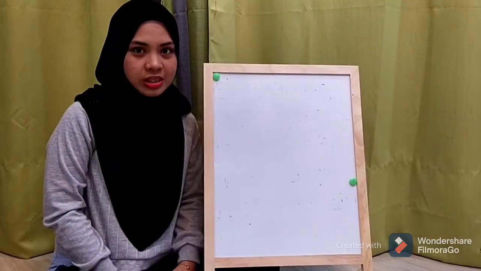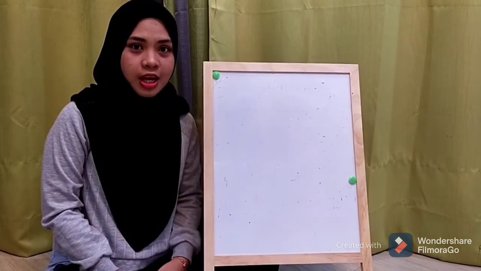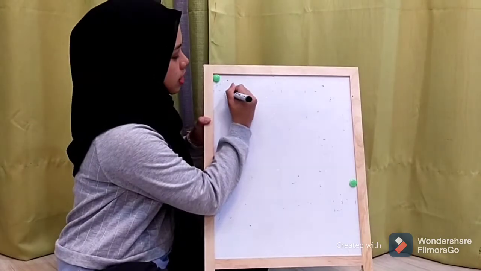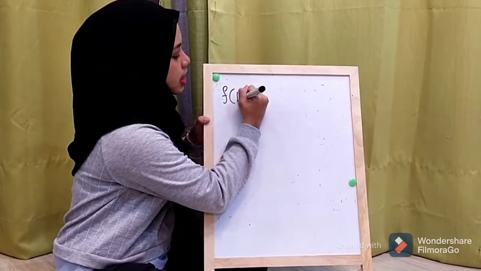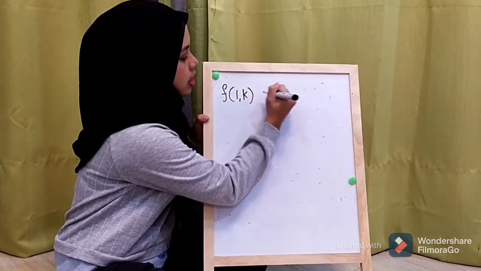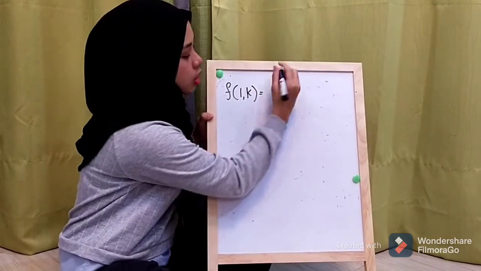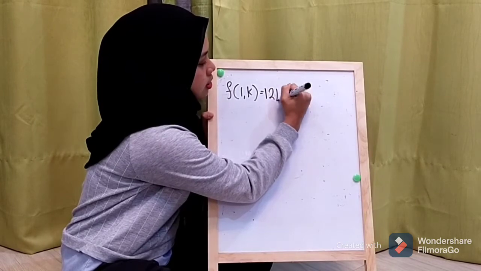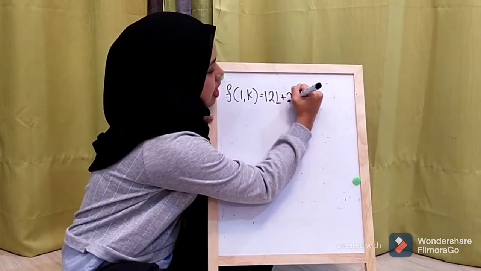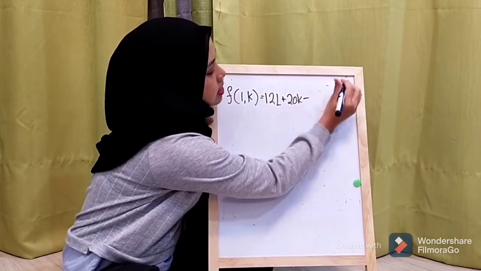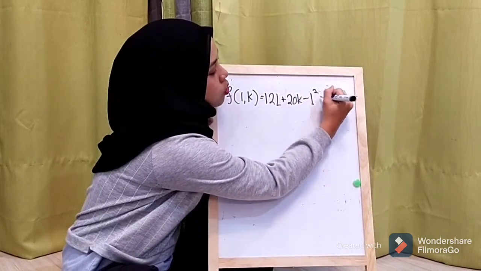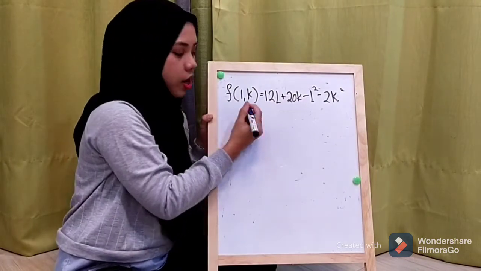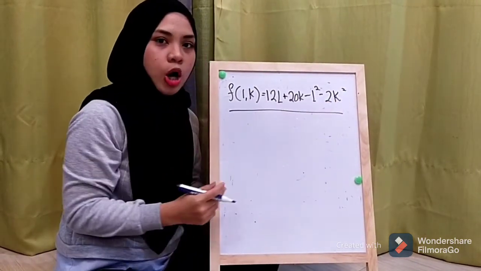From the question, I will take out information that I can use to make a Lagrange function. So, I will write it like this. F(L,K) equals 12L plus 20K minus L power of 2 minus 2K power of 2. This one I will make as an objective function.